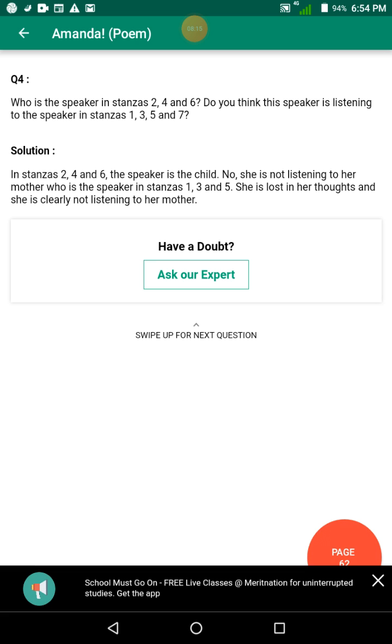Children, most of the time the reason children lose marks is that they don't answer the question. One question may be clubbed with two or three questions. We have to answer one by one.